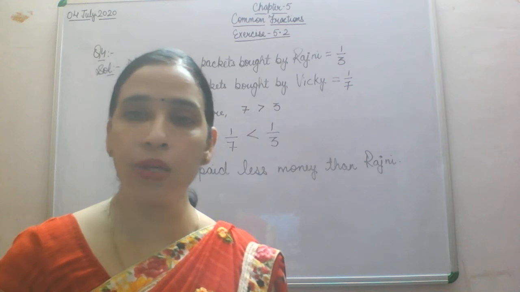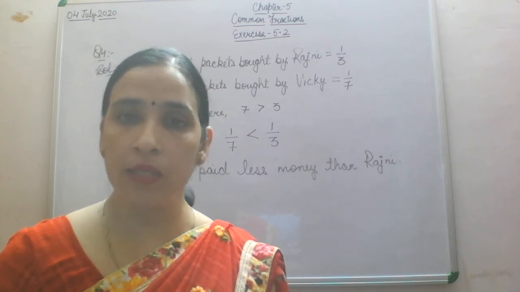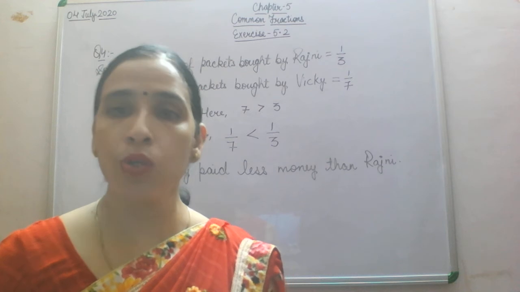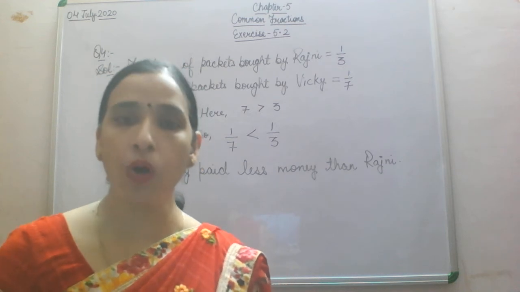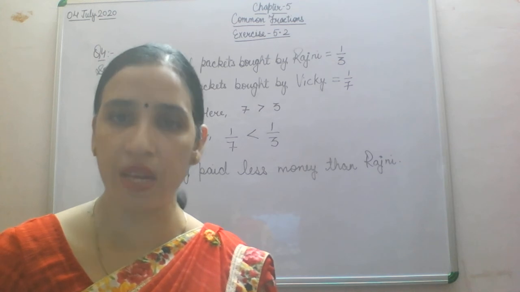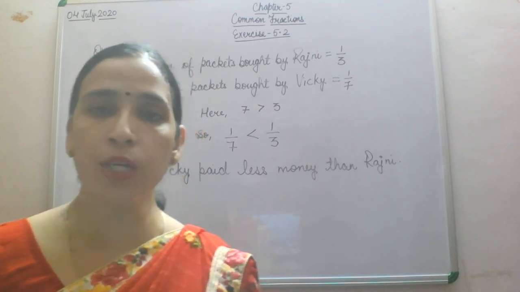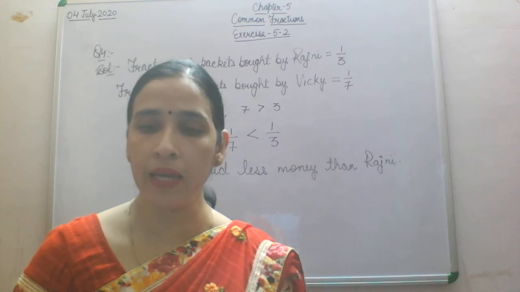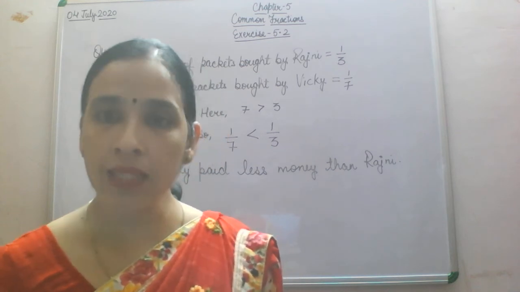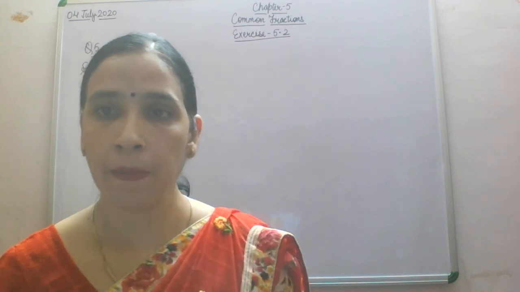Now what is the total time? That is not given. Like in the previous question, what is the total number of chips is not given. So that is not required also, because these questions are related to comparison of unit fraction only. So we are going to compare fraction and then we are going to find out the answer. So let's start question number 5.